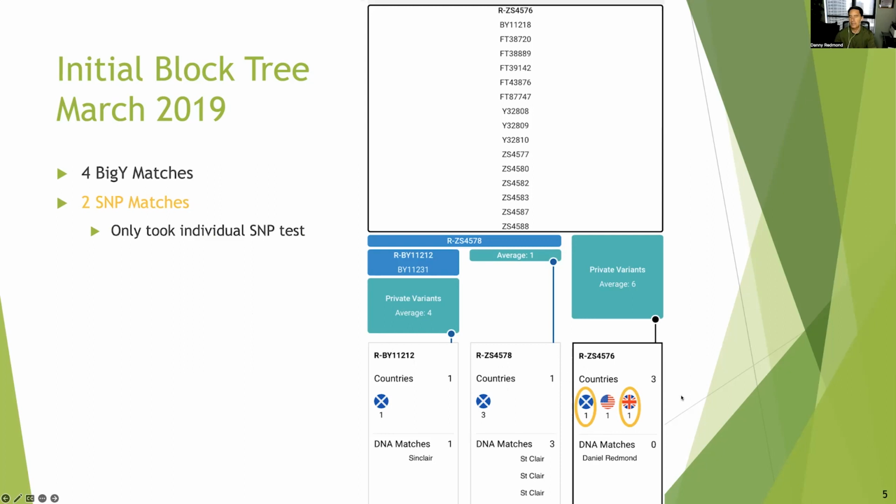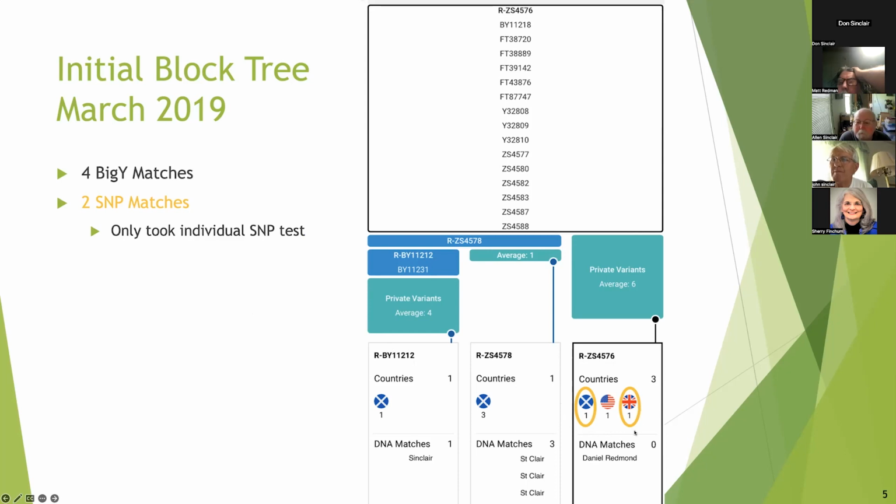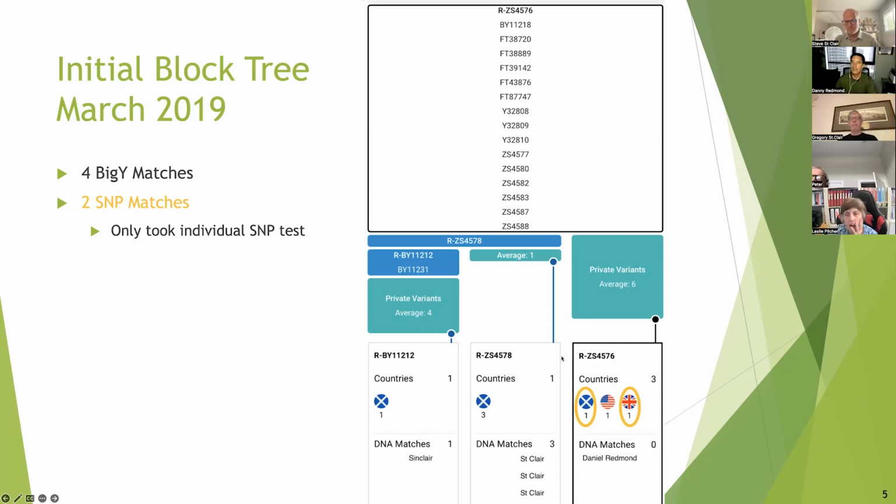What you'll notice, and this is kind of interesting, if you have a block tree, you may have noticed the flags and the numbers here. It shows I have 0 matches, but yet there are 3 people listed here. I'm this one with the American flag, and then there's one individual with the Scotland flag and one with the England flag. Those are 2 individuals that only took the SNP test, meaning they only tested for ZS4576, and they were positive for it. So if you ever see that, just understand that they probably took a SNP test and not an actual Big Y.